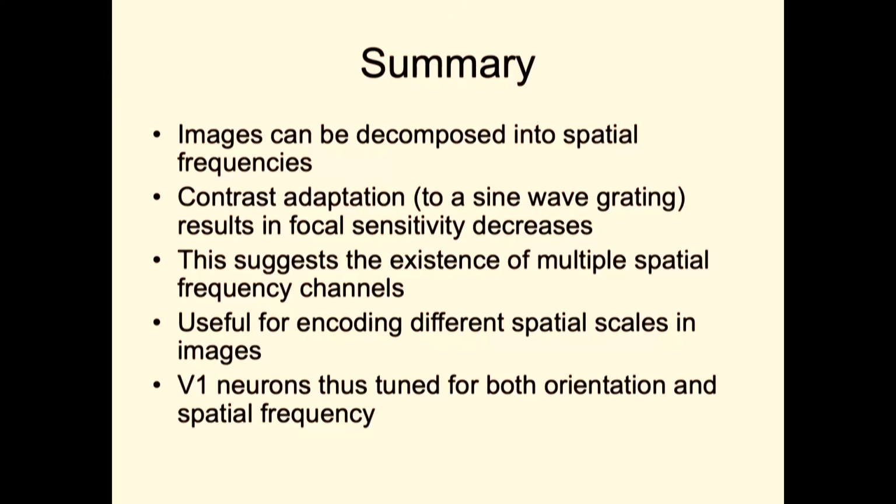We think these spatial frequency channels are useful for encoding different spatial scales in images. And so the neurons that we see in V1 are tuned for both orientation, that's what we talked about in the previous lecture, and spatial frequency. And then we talked more broadly about the contrast sensitivity function as a thing that you can measure that is what is used to actually see these effects of adaptation. Okay. All right, that's all I got for you.